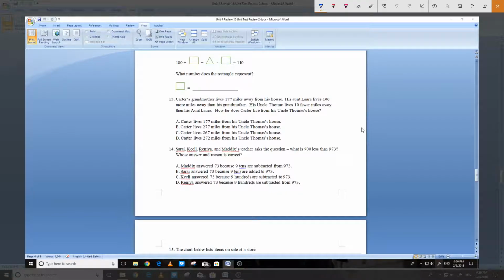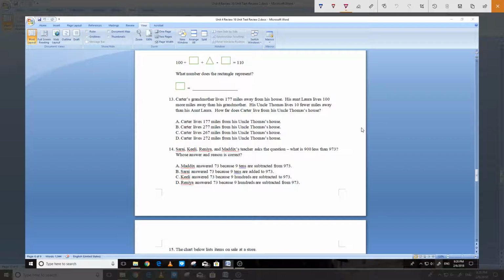Carter's grandmother lives 177 miles away from his house. His aunt Laura lives 100 more miles away than his grandmother. His uncle Thomas lives 10 fewer miles away than his aunt Laura. How far does Carter live from his uncle Thomas's house? I will highlight certain words here. When you're taking your test, you should underline it, okay?